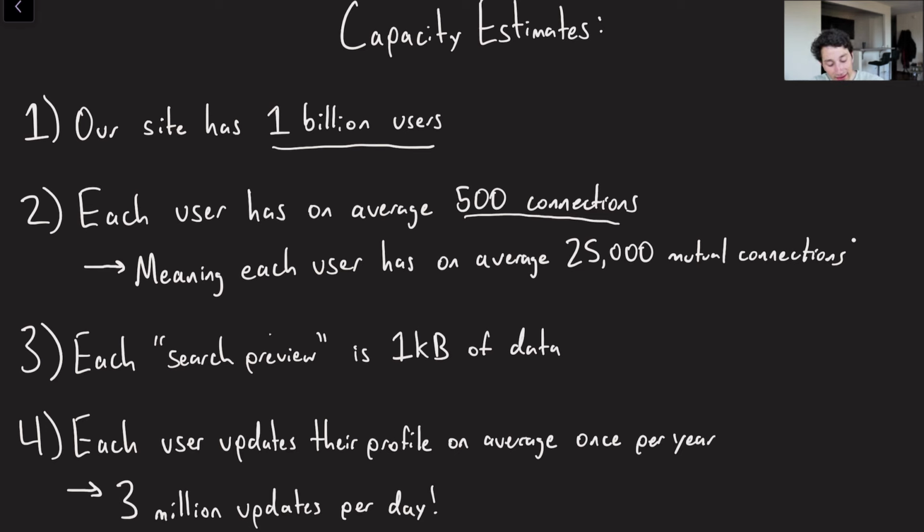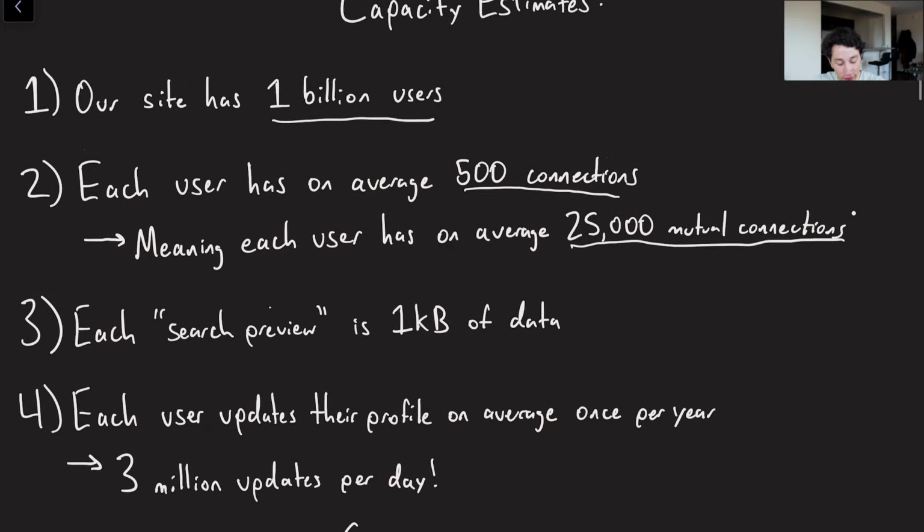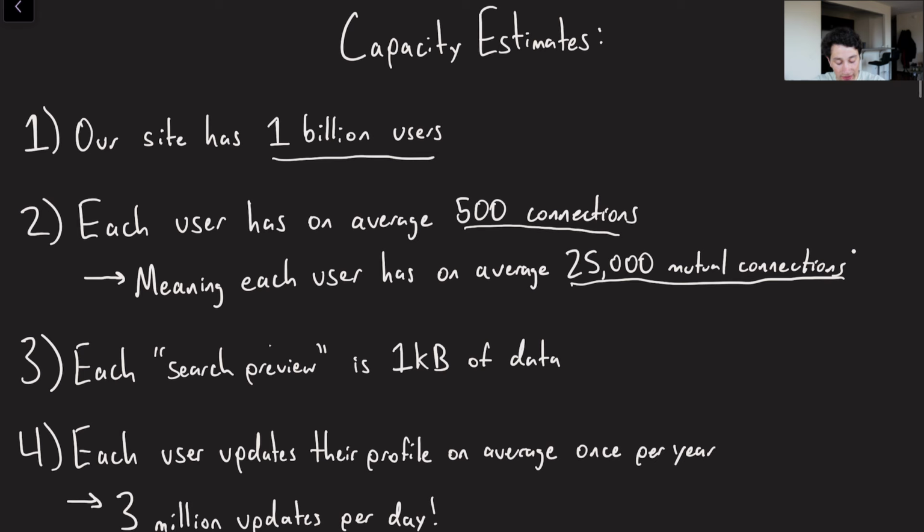So what this means is that on average, each user basically has 25,000 mutual connections, right? Because each of your 500 connections also has 500 connections. Now, it's true that we can have some overlap there, but that's why I say something like on average. Cool. Each search preview, so when we show a search preview when doing our actual search over here, we're not showing their full profile, we're just showing a few fields about them. So I'm going to assume that that contains around 1 kilobyte of data, which I think if anything is probably more than it actually is, but again, let's make this problem as hard as we can for ourselves.